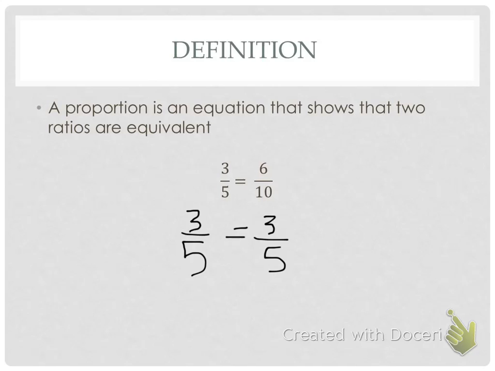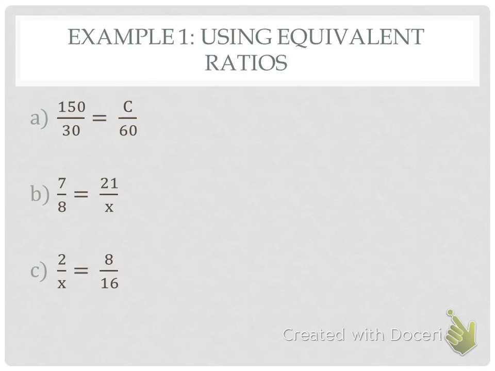Now, there are two ways to solve proportions. The first way that we're going to look at is by using equivalent ratios. I look at the side of the ratio, top or bottom, that is already filled in. So here it's going to be 30 and 60. And I need to figure out what the missing link is.